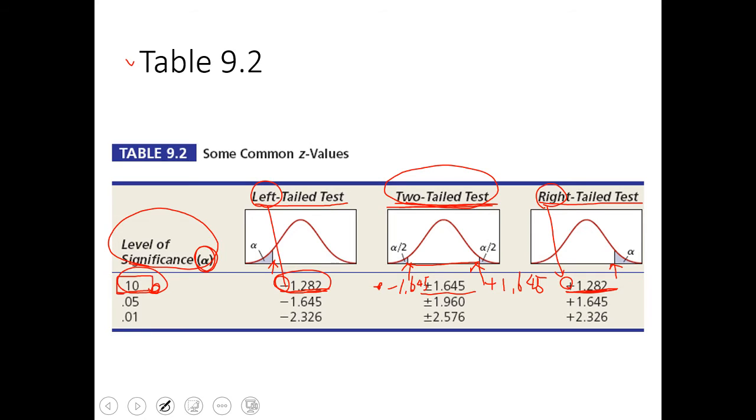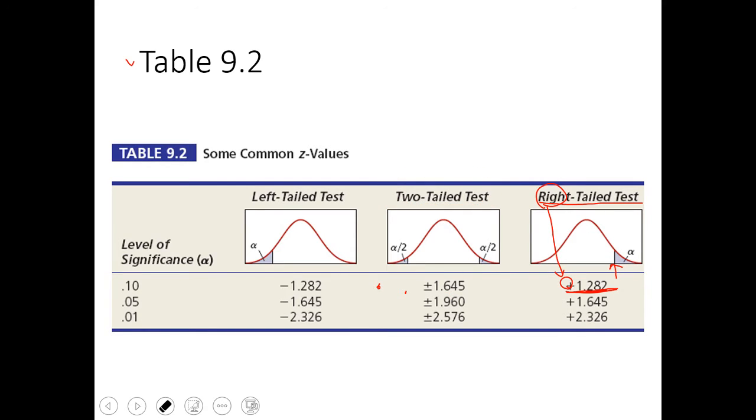Okay? So if the level of significance is 5%, then the critical value of the left-tailed test is minus 1.645, the critical value for the right-tailed test is plus 1.645, and the critical point for the two-tailed test is plus minus 1.960, so from minus 1.960 to plus 1.960. That is the critical point.